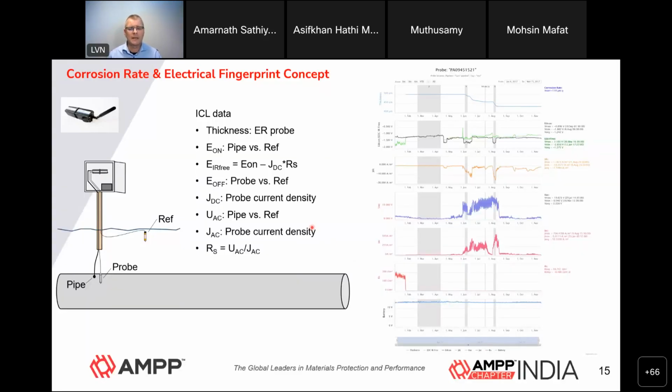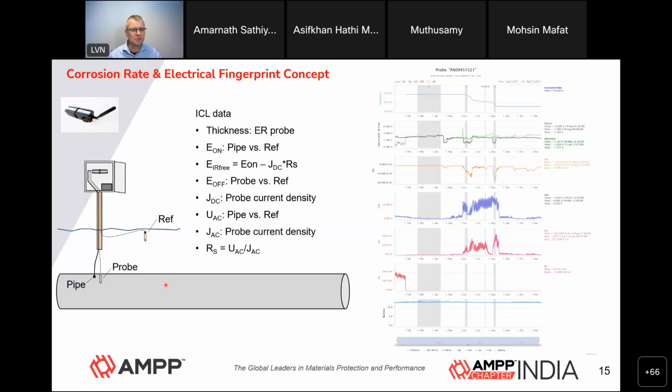And by combining such a probe with electrical fingerprints, you do have what I call the corrosion rate and electrical fingerprint concept. We do combine measurements of the thickness of an ER probe. The ER probe is installed next to the pipe. We do have a connection to the pipe, of course, and a test post in which there is a data logger and also a reference electrode attached. So you can make all the usual measurements that you are measuring.